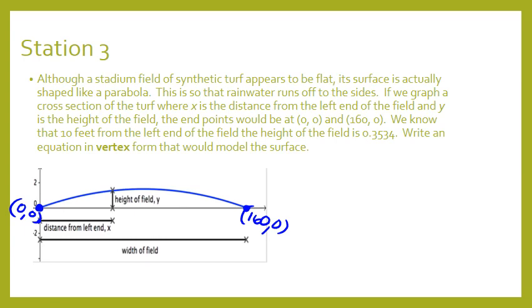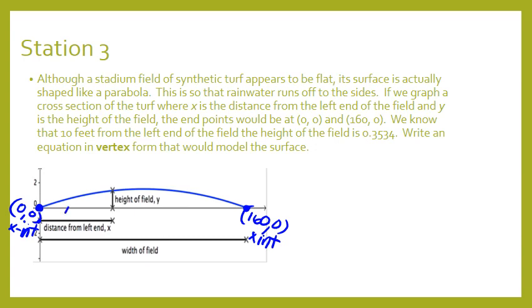So take a moment to notice, what do those numbers represent? In this case, we have two x-intercepts. Let's keep reading. We know that 10 feet from the left end of the field, the height of the field is 0.3534. Let's label that on our image.